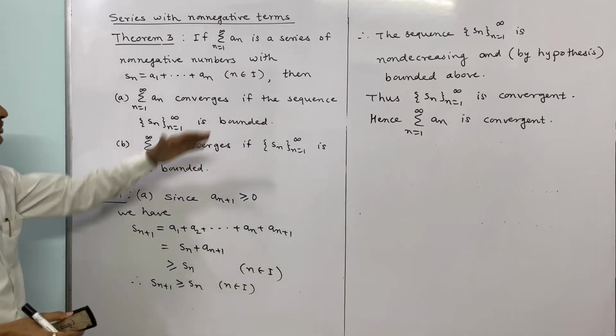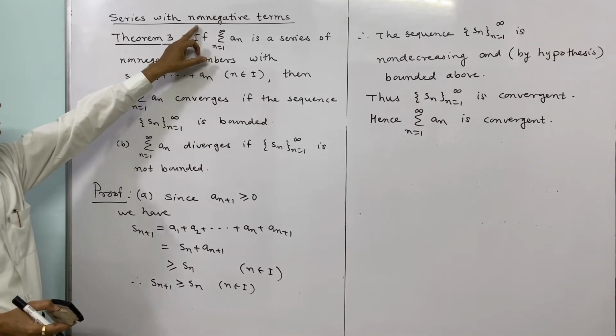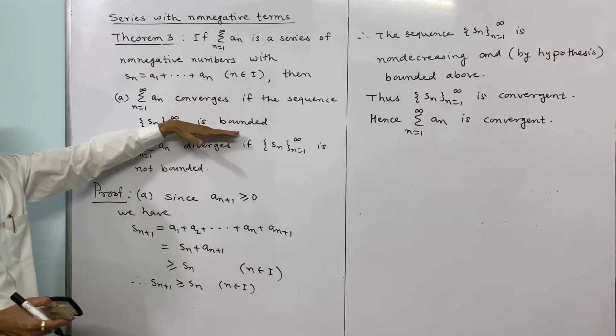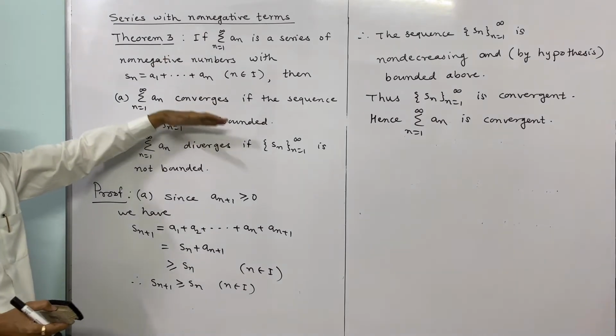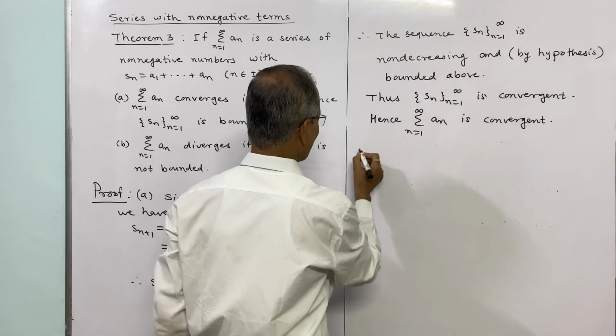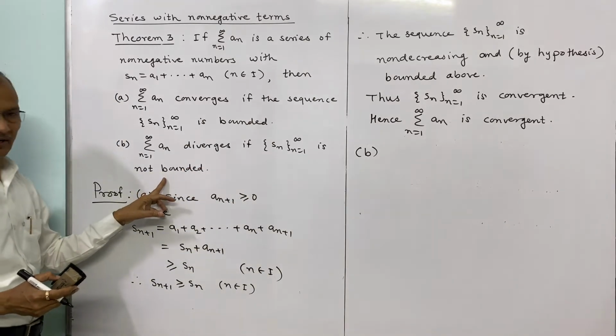So here the condition becomes simpler for non-negative series, series of non-negative terms. Instead of convergent, it is sufficient to show it is bounded, and then the series becomes convergent. Now part B. In the second case, what happens if Sn is not bounded?